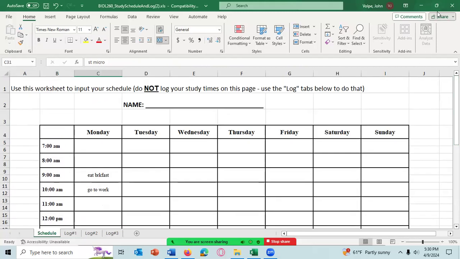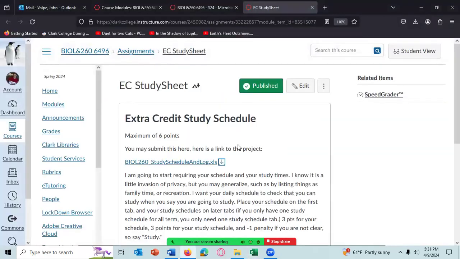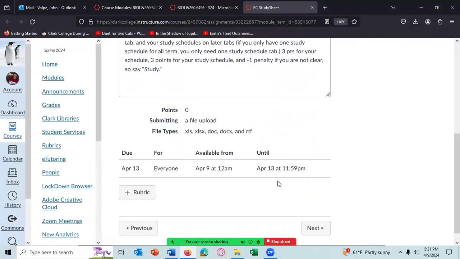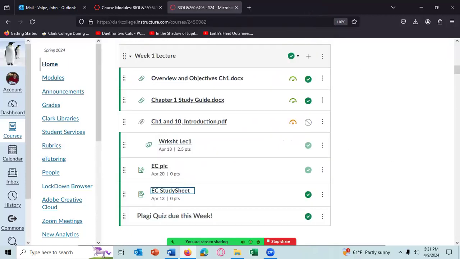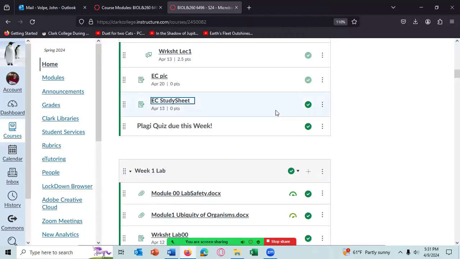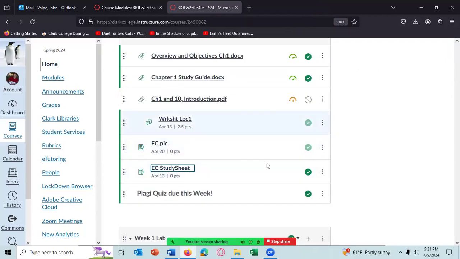And that's an extra credit assignment for a total of 6 points if it's done correctly. This one I think needs to be due this Saturday. Yep. I already talked about the Pelagie tutorial. That must be done by this Saturday and the Plagy quiz by this Saturday too. Any questions about the lecture webpage or the assignments?